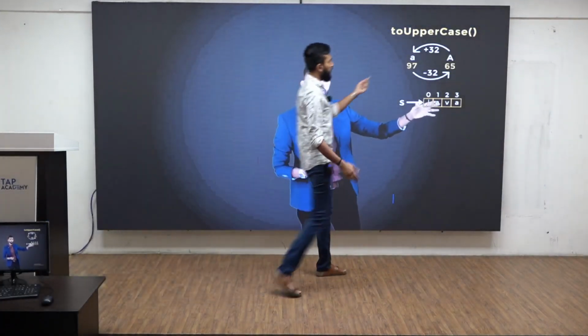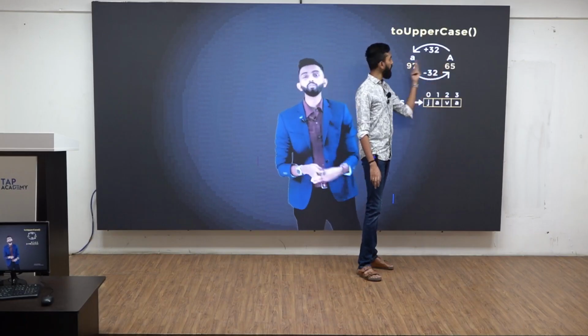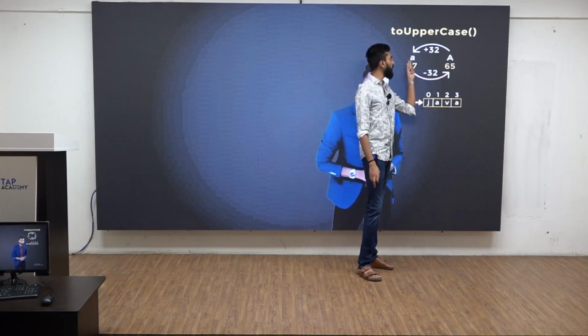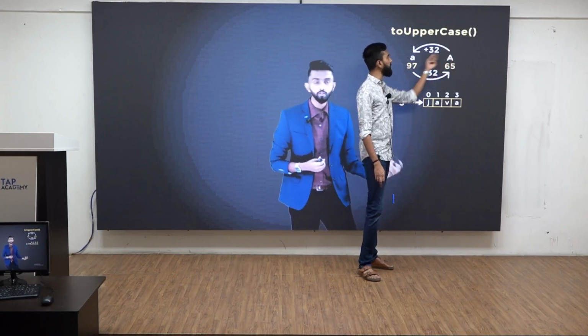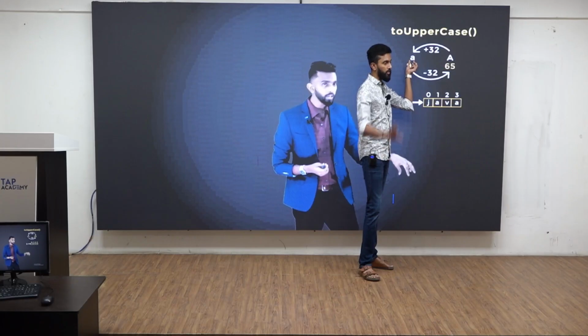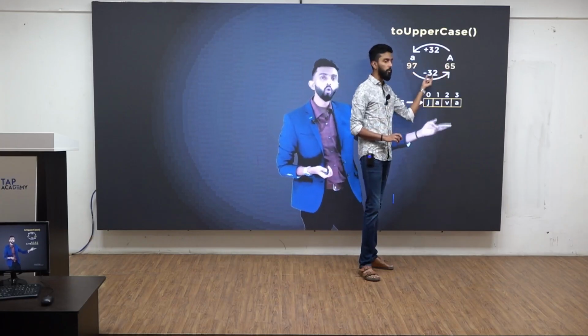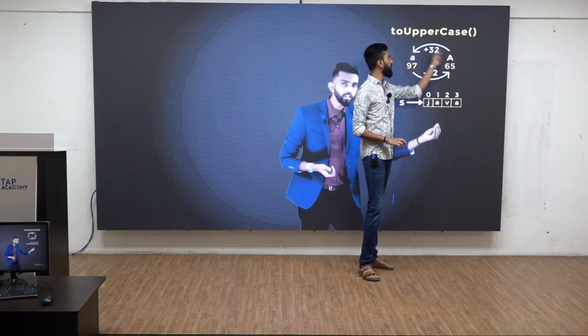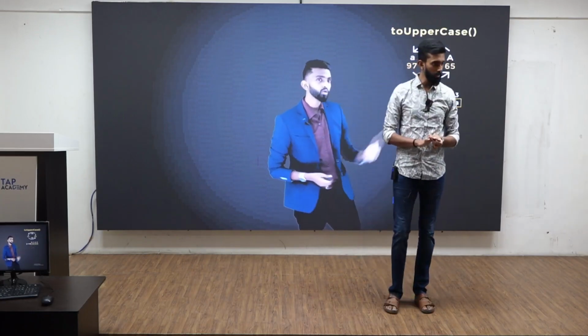And if you see, small a is 97, capital A is 65. So if you convert 97 to 65, small will become upper. Yes or no? If you convert 65 to 97, uppercase will become lowercase. That's all it is. And how to convert 97 to 65? Subtract 32. How to convert 65 to 97? Add 32. This is the logic. Are you able to understand?